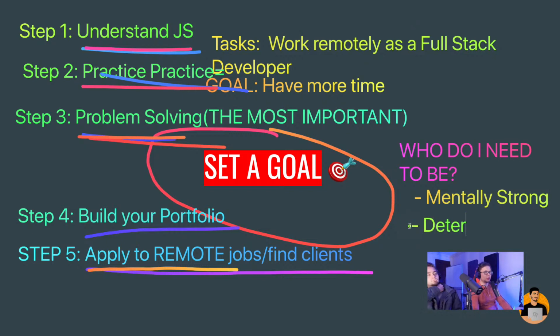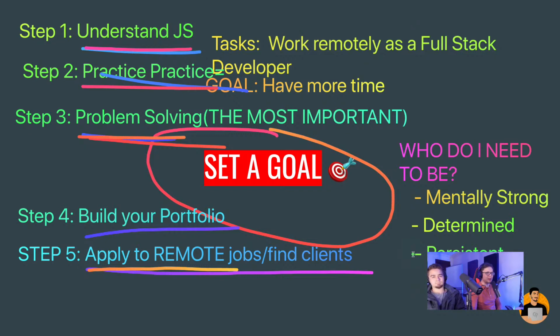Yeah, determined. You need to be determined. You need to be, Marek, persistent. You need to be so fucking persistent that whatever difficulty comes in front of you, you can go through it.